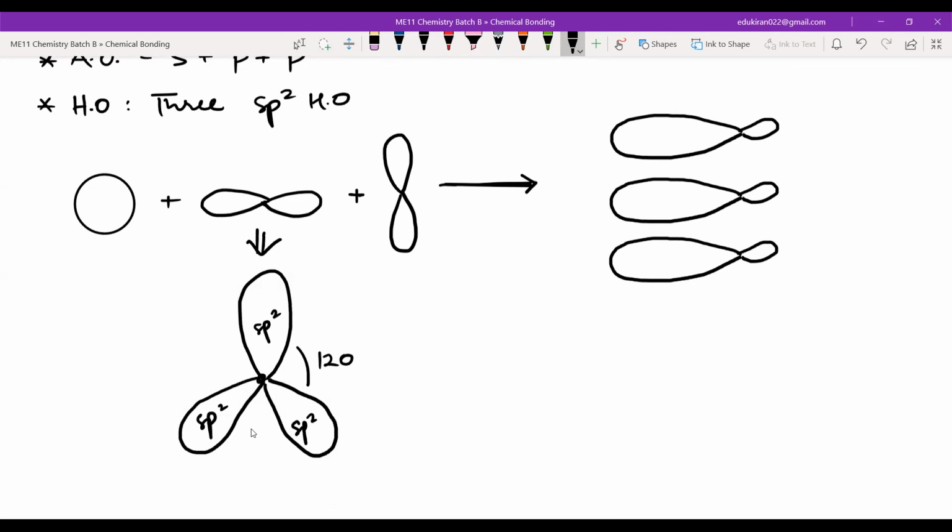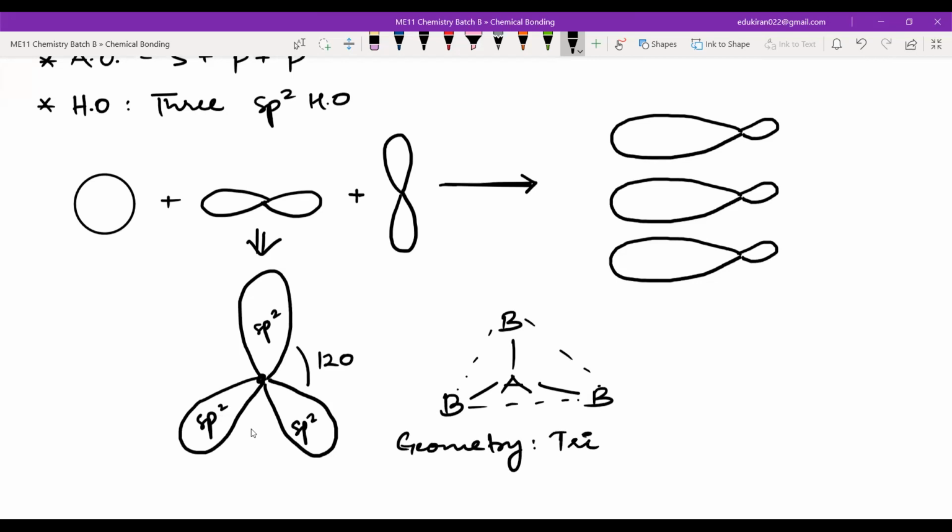And if I join them, let us say if you have A, and you have B here, and if I join these atoms, I will get a triangle. So this is trigonal plane, and that is why the geometry is trigonal planar.